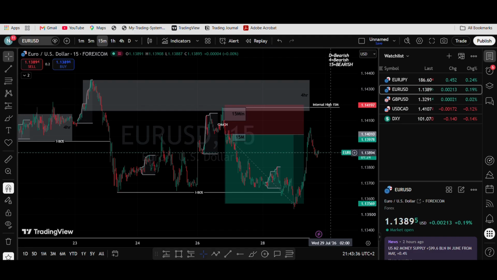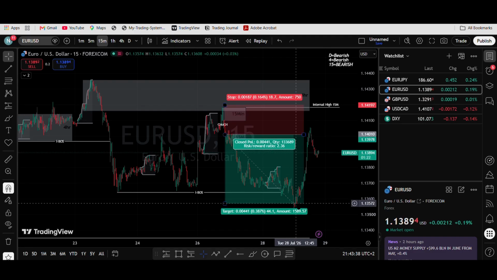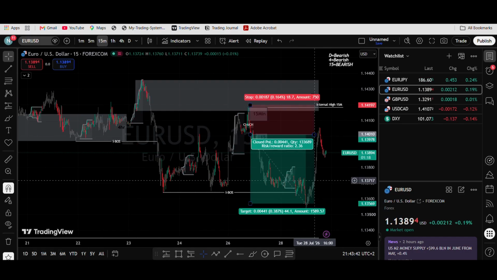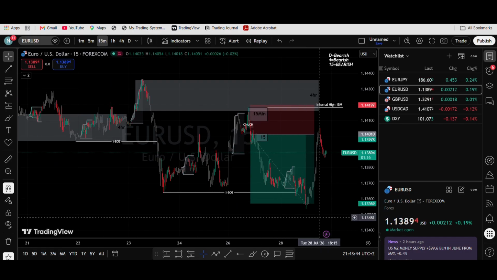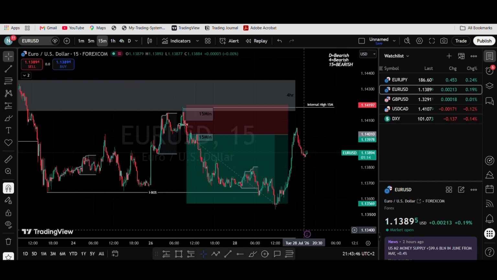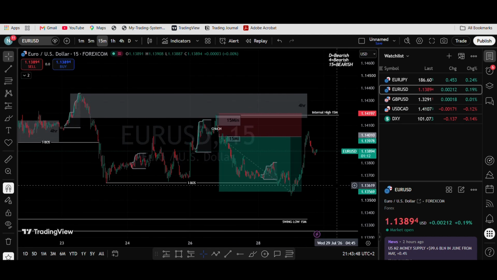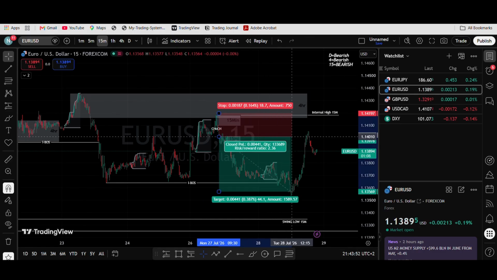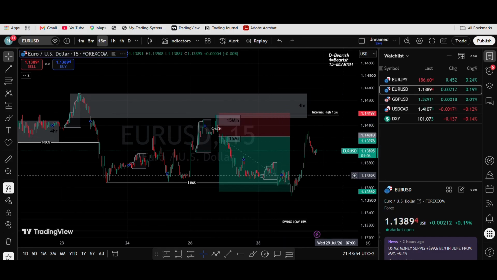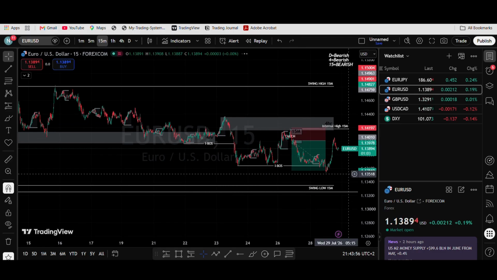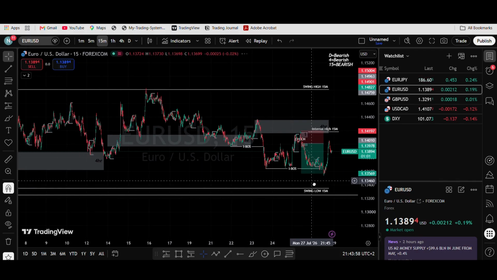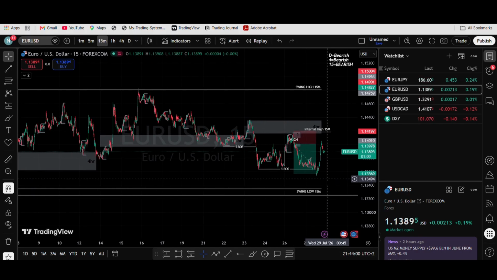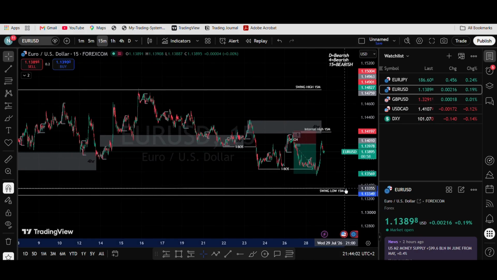Start off with EUR/USD finally hitting TP today. Right, finally hitting TP, and yeah, this should be logged in. Good setup, all nice and dandy, right? Even though I did have this little bit of fear coming into the swing low, right?